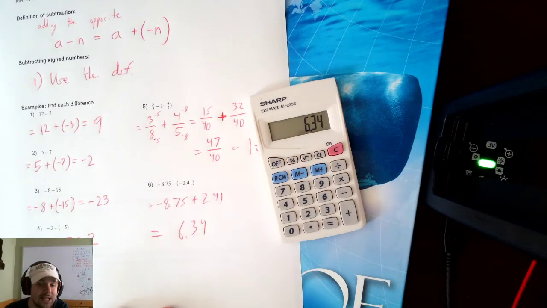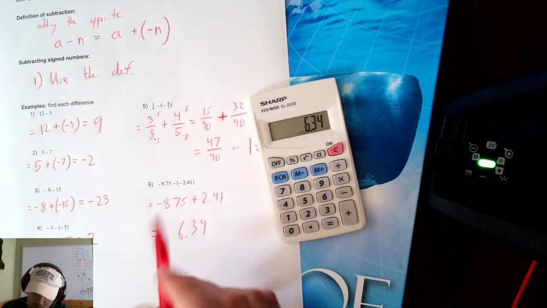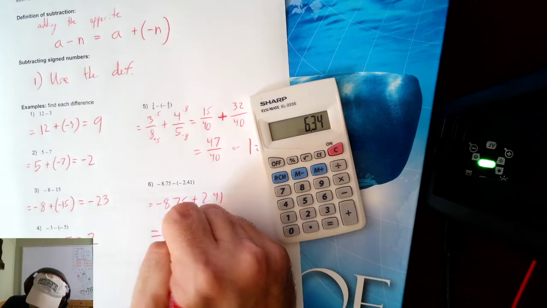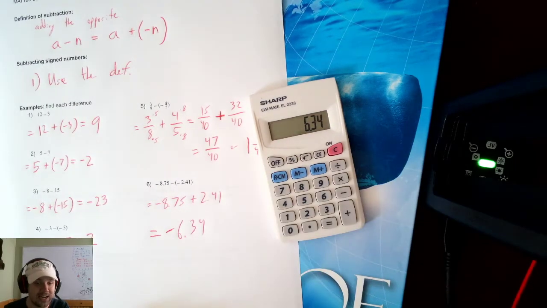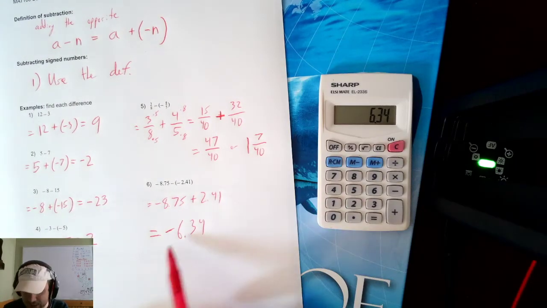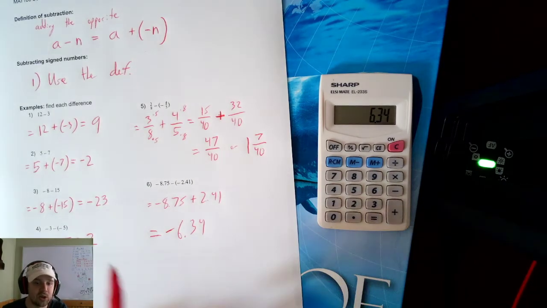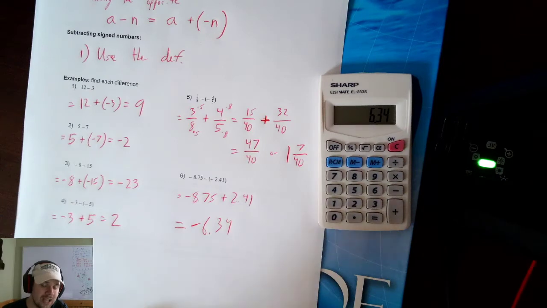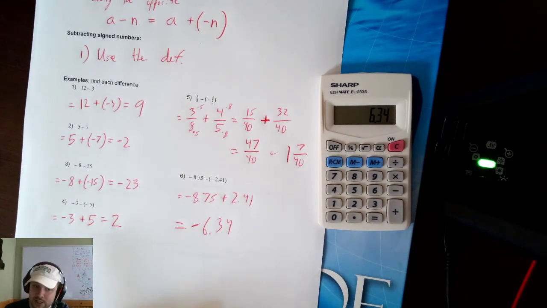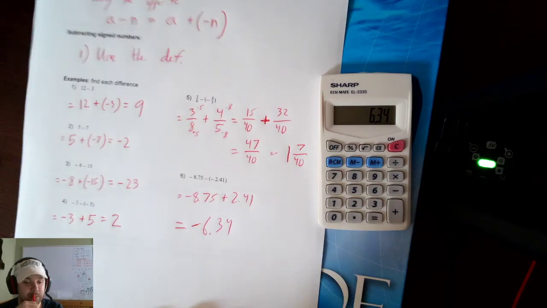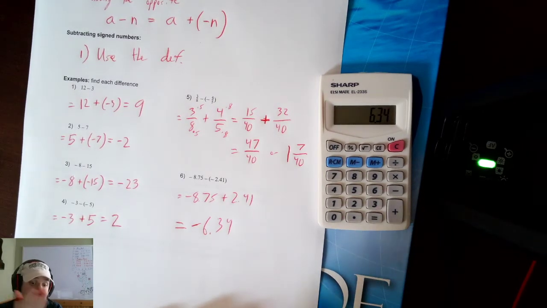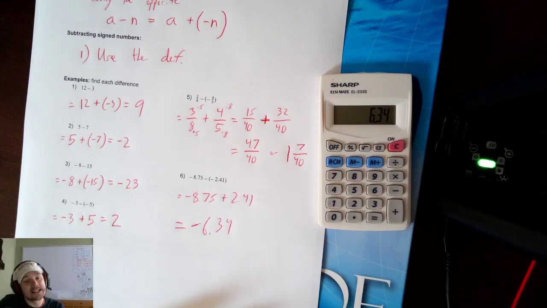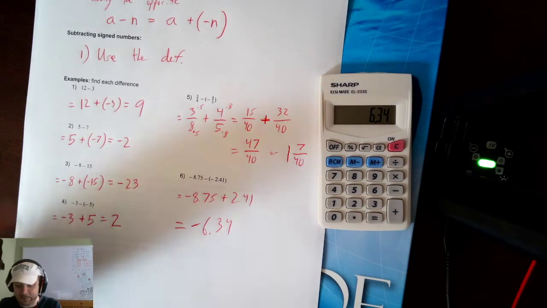I now ask myself, negative or positive? Well, the 8.75 was negative, so that tells me the answer is also negative. So I get negative 6.34. So notice, we turned each of these subtraction problems into an addition problem, which made us not have to learn a new skill. We're using the same skills we've already built. We turn problems into versions we already know how to solve. And that's some examples of adding the opposite.